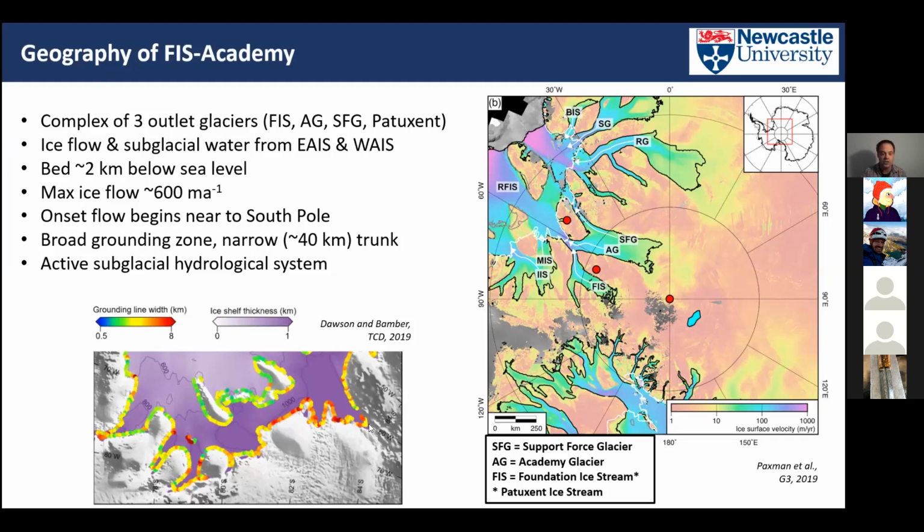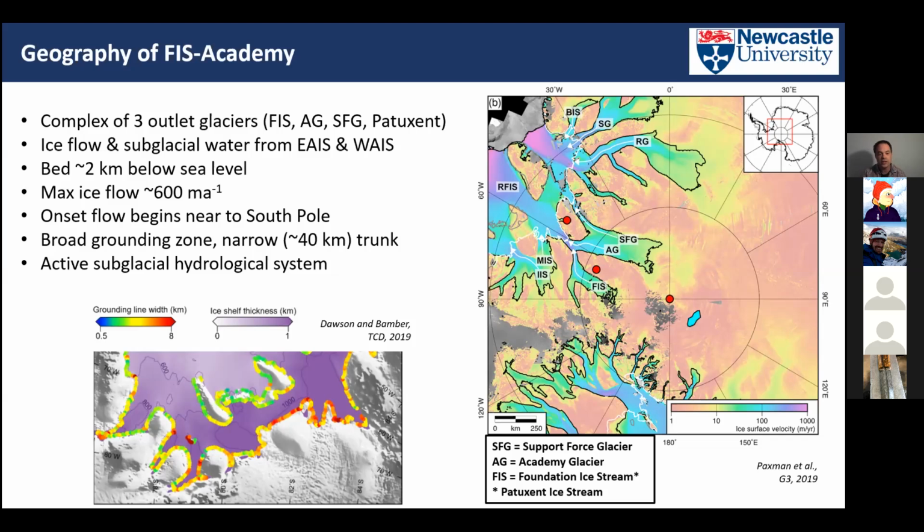And there's a definite and distinctive partition in that area. So I'm hoping you can see the mouse that I've got there. As Academy Glacier comes in, we've got ice coming in from East Antarctica, and the Foundation Ice Stream side is bringing in ice from West Antarctica, with that separation as well of the subglacial hydrological systems.